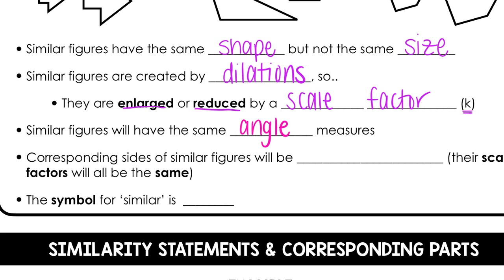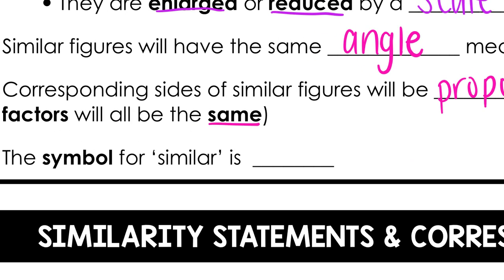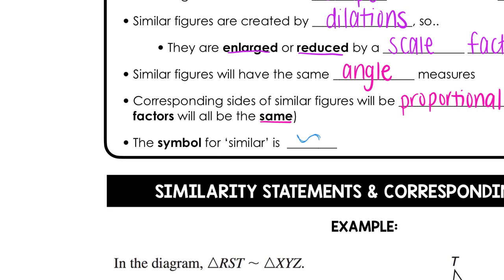Now, something that will be true about their sides, the sides that correspond will be proportional. And I'll talk more about what that means in a second, but these are going to be proportional. It just basically means that their scale factors are going to be the same. So if you take any two sides and you compare them to the corresponding sides of the other shape, they should be the same scale factors. They should be proportional. And as I said, the symbol for similar is this. It's kind of like the congruent sign, but no equal sign under it.